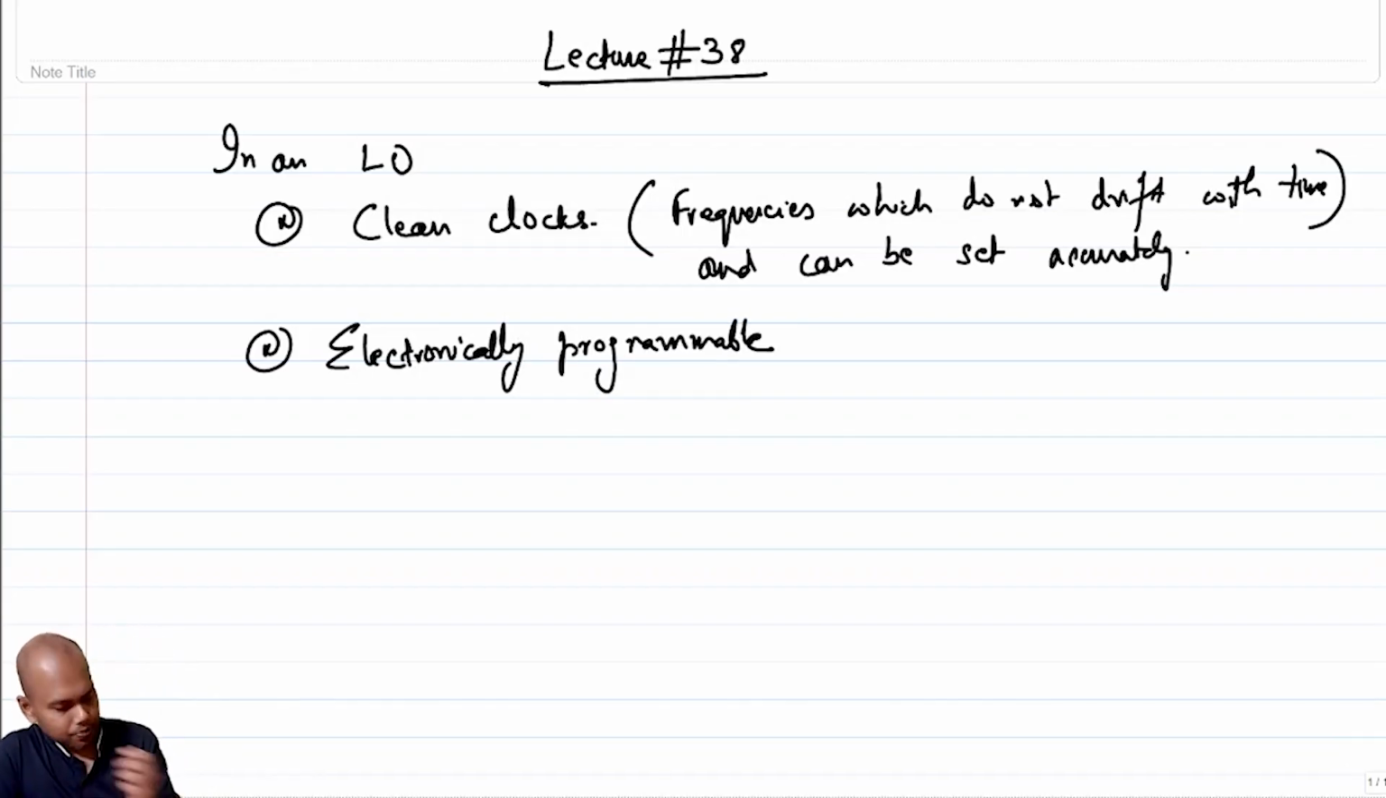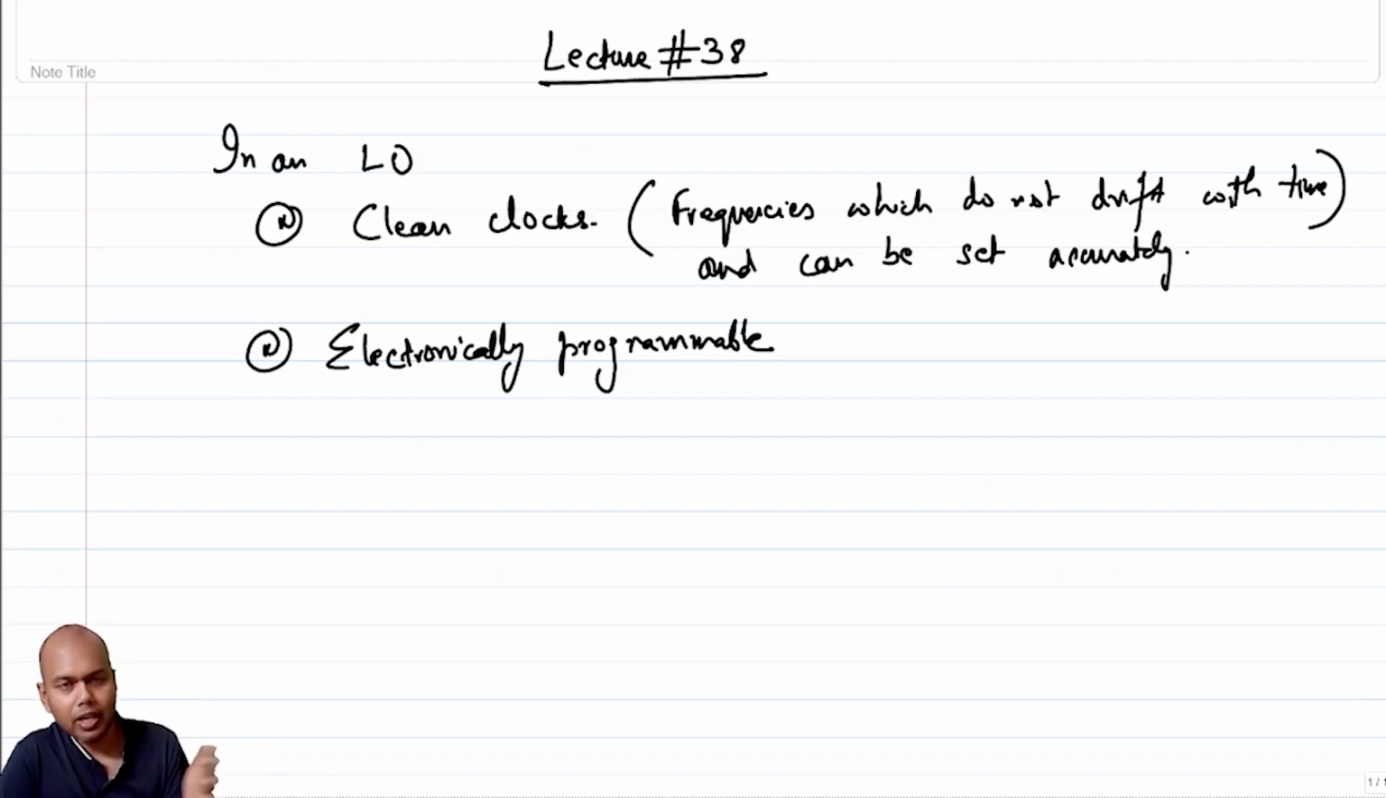Correct? Why electronically programmable? Because you have so many bands in which you want your receiver and your transmitter to work on. And how do you select a band? You basically move your LO, right? Depending on the band of interest, you choose your local oscillator frequency.